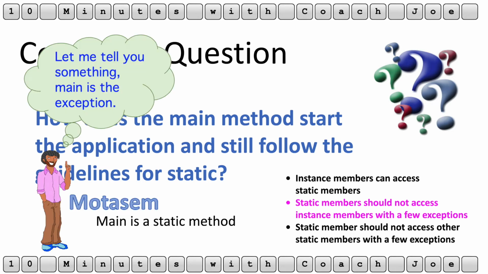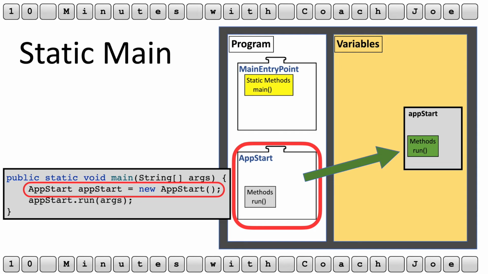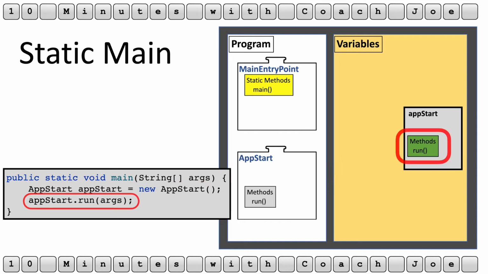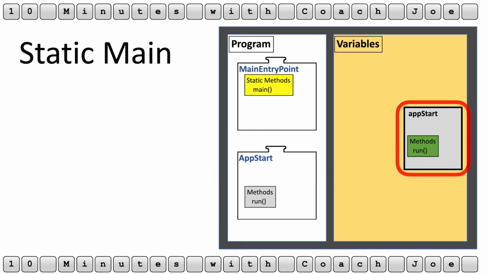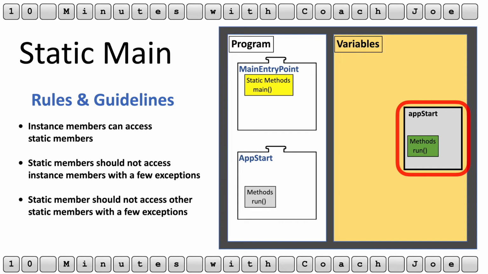Correct. One exception is the main static member will access an instance member to start the application. The appStart class is instantiated. The run method is called. The appStart object is now an instance member. It can access other instance members and static members. You are no longer trapped by the static guidelines. From this point, you should be able to follow all the basic guidelines for using static members.